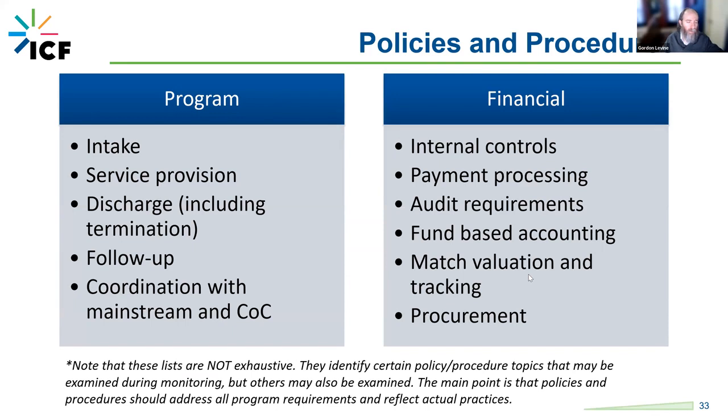So for program policy and implementation, really sort of key areas they're going to be hitting on are intake, service provision, discharge, which includes both termination and graduation, follow-up, and then coordination with mainstream and COC resources. And so really what they're looking at is the life cycle of a participant, from when you begin serving them, when you cease serving them, what you did in the middle, what you did after to make sure that they stayed housed, and how well you coordinated with folks outside your agency.